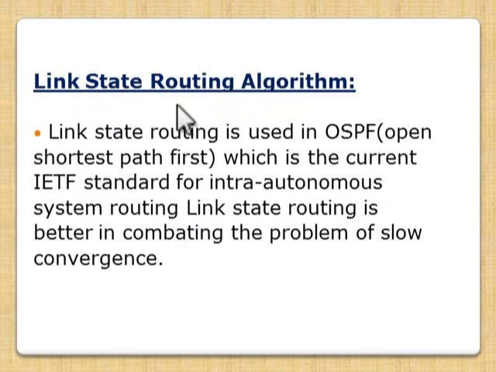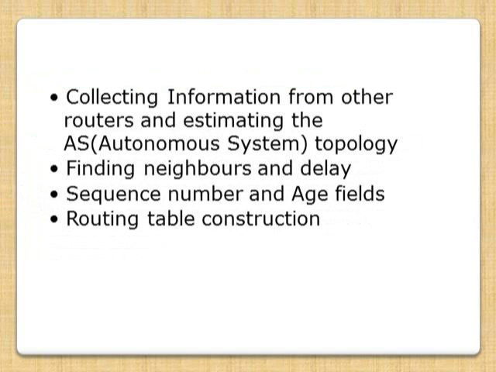The next one is the link state routing algorithm. Link state routing is used in OSPF, Open Shortest Path First, which is the current IETF standard for intra-autonomous system routing. Link state routing is better at combating the problem of convergence. It is used for finding the shortest path, collecting information from other routers and estimating the autonomous system topology. It works with finding neighbors, delay, sequence number and age fields, and routing table construction.